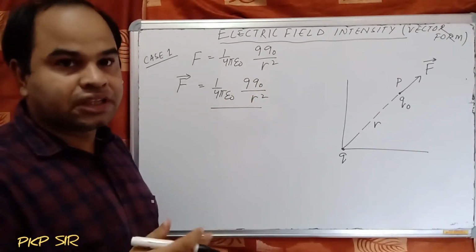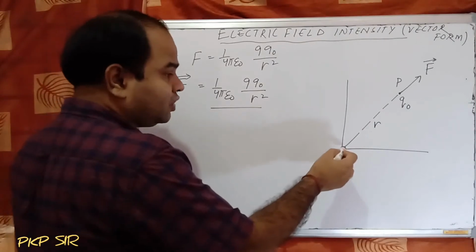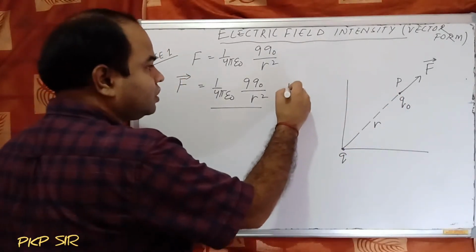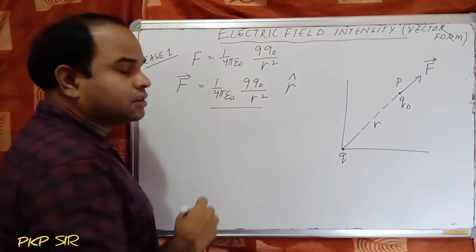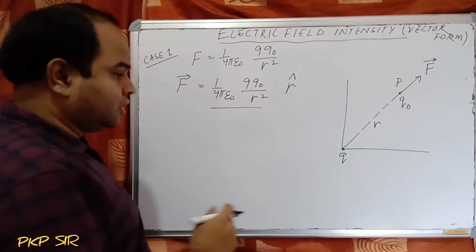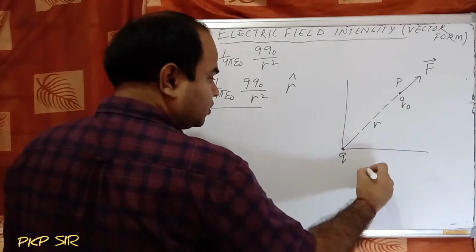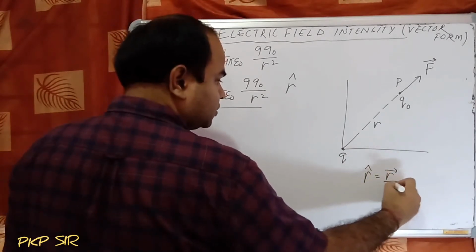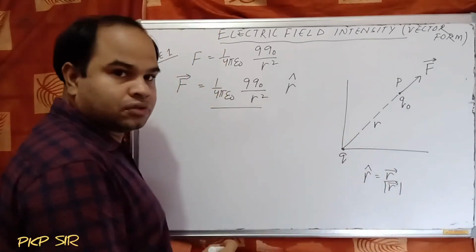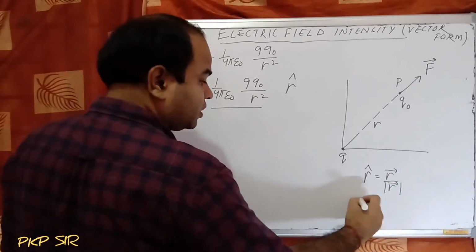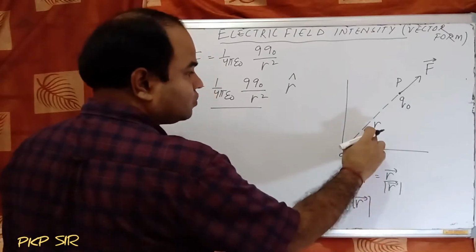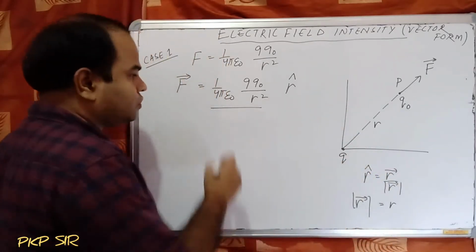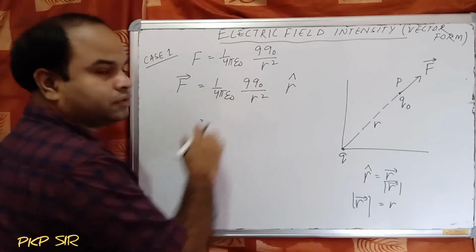For the direction, we will add a unit vector along the direction of r. The unit vector along the direction of r is r cap. Okay? We should know that a unit vector is equal to that vector divided by its magnitude. Yes or no? And the magnitude of r vector is equal to r. Okay? So we will substitute.